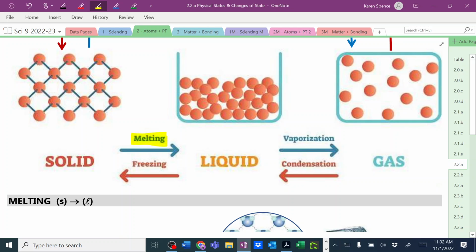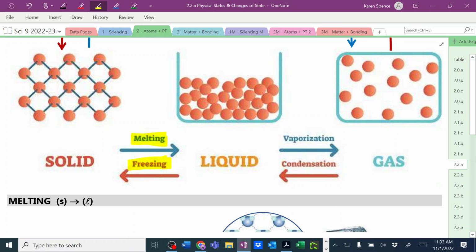Freezing. Oh yeah. Liquid to a solid is freezing. So, at what temperature does salt freeze? 801 degrees Celsius. Because the melting temperature and the freezing temperature are the same. Water freezes at 0 and it also melts at 0. So sodium chloride, salt, melts at 801 degrees and freezes at 801 degrees.